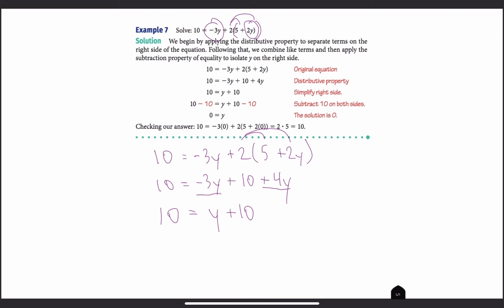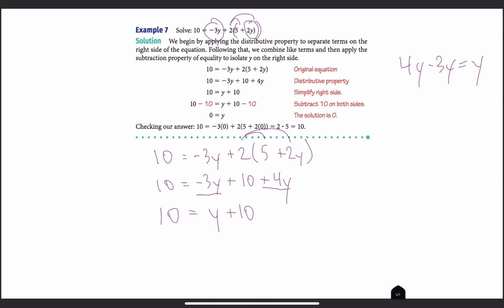Right? Because if I look at this over here, 4y minus 3y, if I have 4 potato chips and I eat 3 potato chips, I'm left with 1 potato chip. And that's represented down here. Now, I don't have a single y by itself. I have y plus 10 on the right. And I want to get y by itself, isolated, so that I know what it's worth, I know what its value is.